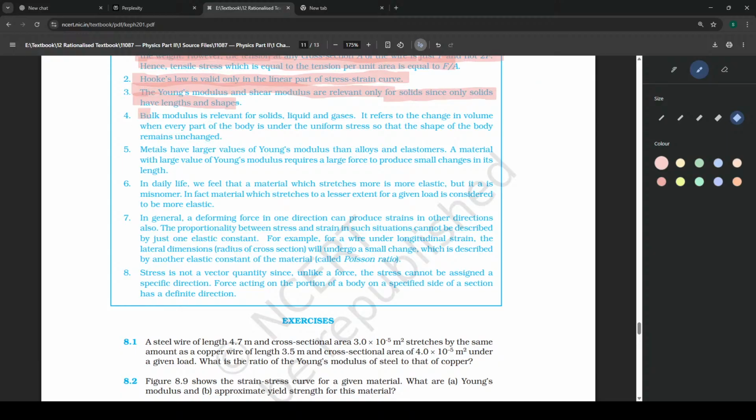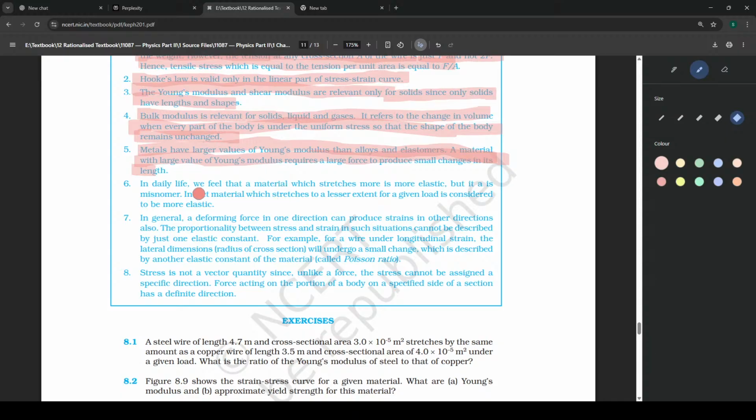Bulk modulus is relevant for solids, liquids, and gases. It refers to the change in volume when every part of the body is under uniform stress, so that the shape of the body remains unchanged. Metals have larger values of Young's modulus than alloys and elastomers. A material with a large value of Young's modulus requires a large force to produce a small change in its length.